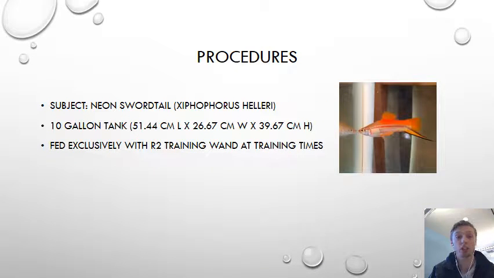So for procedures, our subject is over here. It's a neon swordtail. I'm going to try to pronounce the scientific name. He was kept in a 10-gallon tank with those measurements, and he was fed exclusively with the R2 training wand and only at training times. There was no food provided otherwise in between training sessions to maximize food deprivation states.